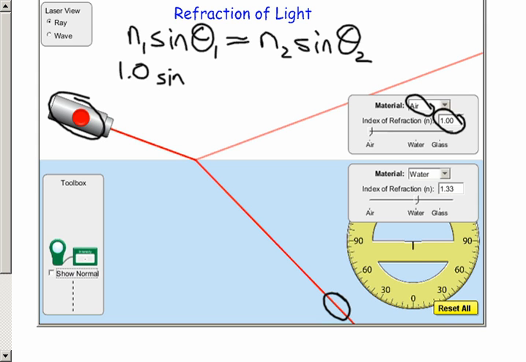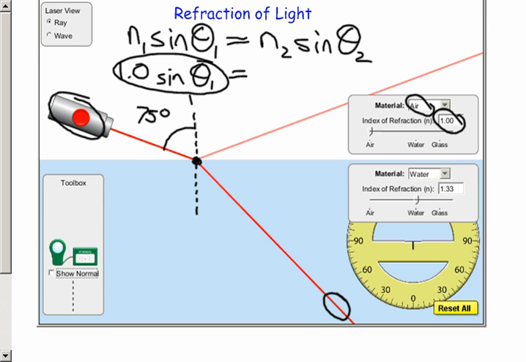We have to determine what angle the light is actually making in air before we can go to the next step. To do that, at the intersection between the two materials and where the light hits, we have to draw a normal line. A normal line is just a line that's perpendicular to the interface between the two surfaces. That's 90 degrees. From there, we can measure the angle between the light ray and that normal line. In this case, this is about 75 degrees. So in that case, this here becomes 1.0 sine 75 degrees.